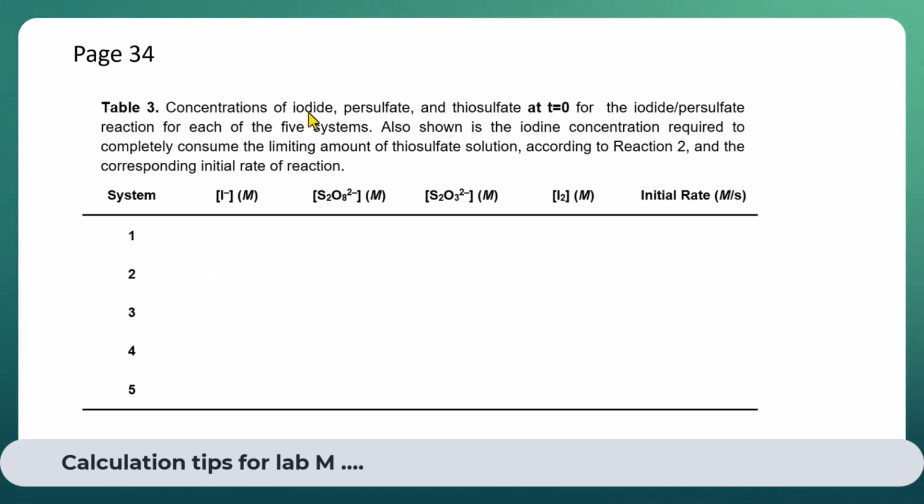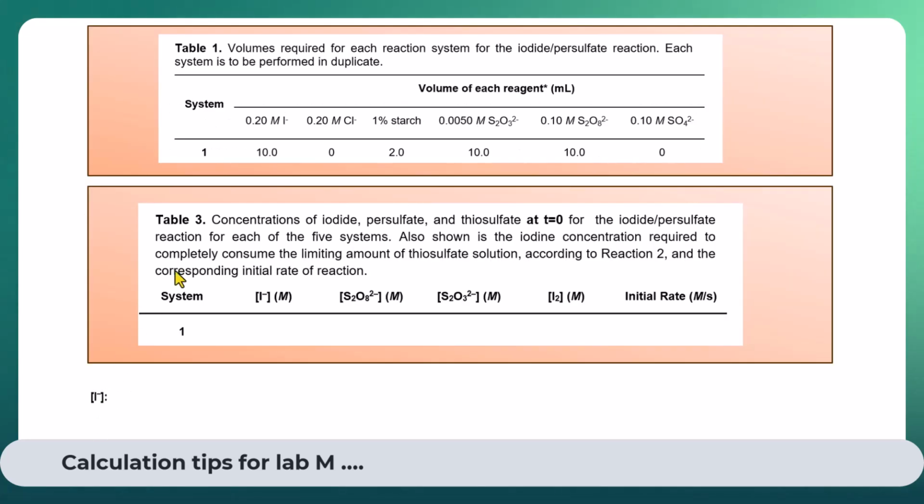And we're going to calculate the concentrations of iodide, persulfate, and thiosulfate at time equal to 0. To help you do this, I'm going to take a portion of this table and a portion of the table that shows you each of the volumes that we used and put those two together so that you can see how they work together. So here's Table 1 with the various volumes of the solutions that we use. Here's Table 3, and where we're going to fill in the line for System 1.